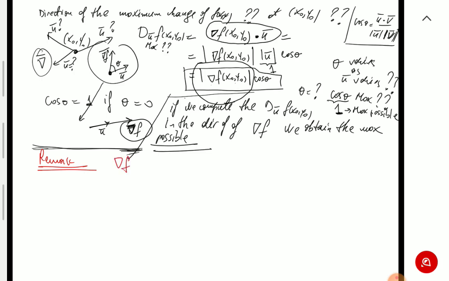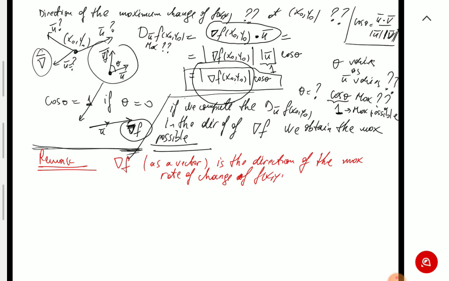So the gradient as a vector is the direction of the maximum rate of change of the function f of x, y at the point x naught, y naught. Sometimes, for convenience, we won't write x naught, y naught if it's clear from the context. All of this is at the point in question. So if the question is where would you move in the domain to obtain the maximum rate of change, you move in the direction of the gradient.